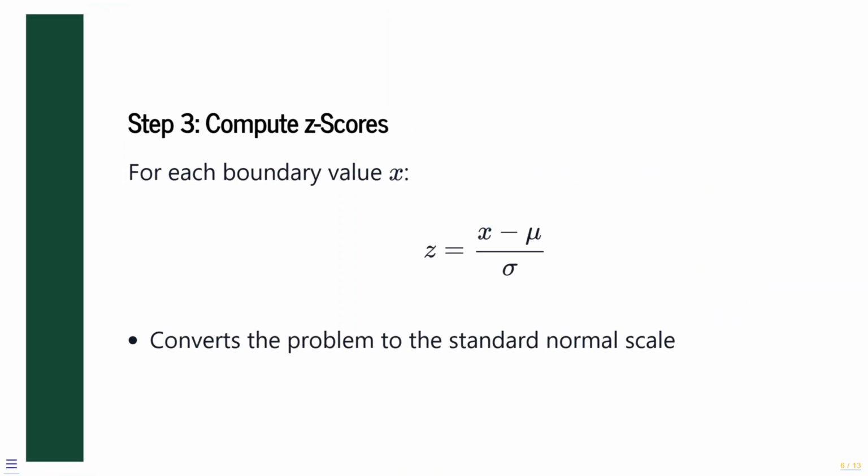Step 3 is to compute the z-scores. For each boundary value x, we apply the z-score formula. This converts the problem from the original scale into the standard normal scale. It is important to compute these carefully and keep track of the sign of the z-score, since positive and negative values correspond to different regions of the normal curve.